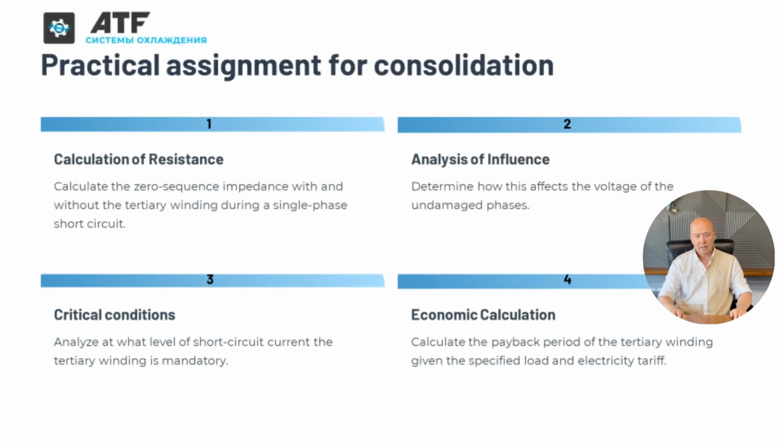Practical task: calculate the zero sequence impedance with and without the tertiary winding under single-phase short circuit. Determine how this affects the voltage of the healthy phases. Analyze at what level of short circuit current the tertiary winding becomes mandatory. Calculate the payback period of the tertiary winding for a given load and energy tariff.